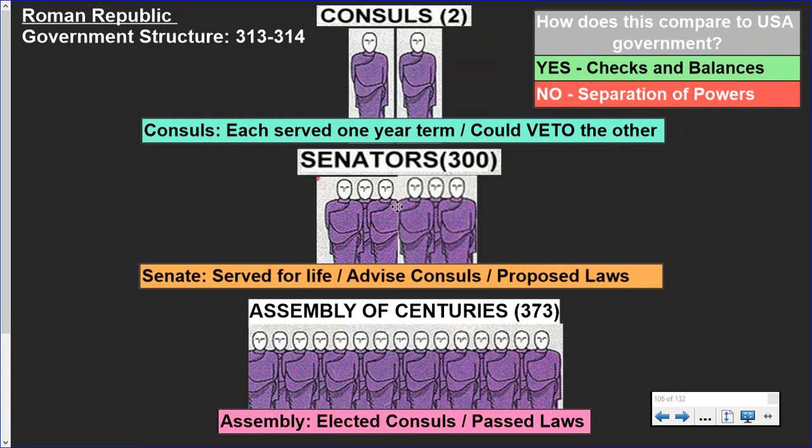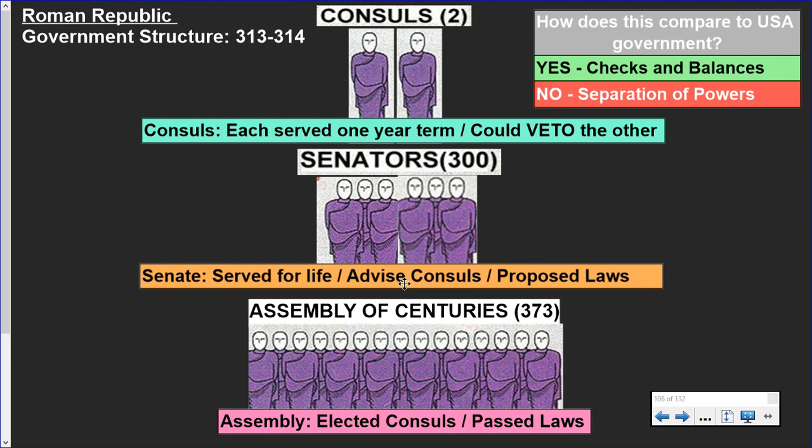Now, if we slide down here to the senators, there are 300 senators. So I just put a couple of guys here to represent the number 300. And here are their big ticket items. These senators actually served for life. So once you got the job as a senator, you could serve for life. So it was a lifetime appointment.